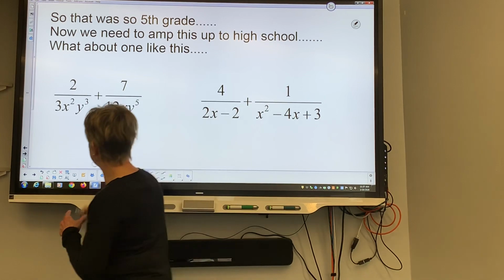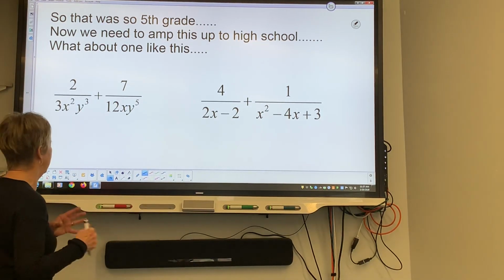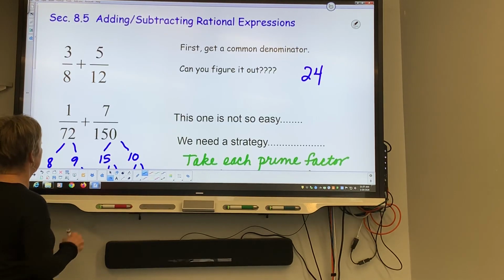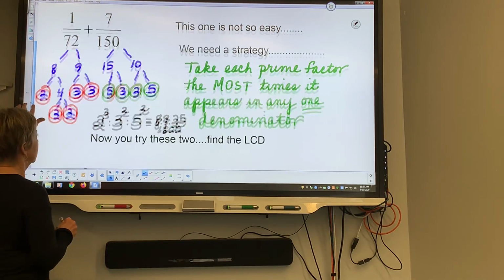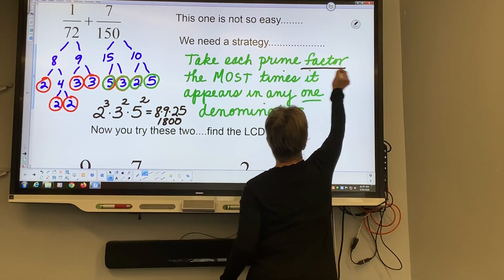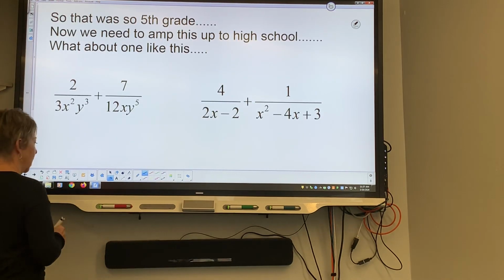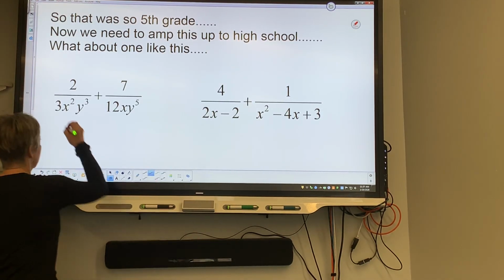So here's my first one. This is sort of maybe 9th grade-ish. We can handle this. Now remember, the key here was to break up the denominators into its prime, what's the key word? Factors. So here, I want you to think of this.